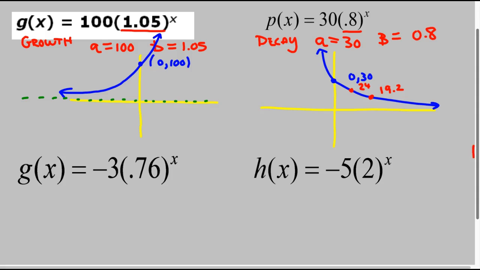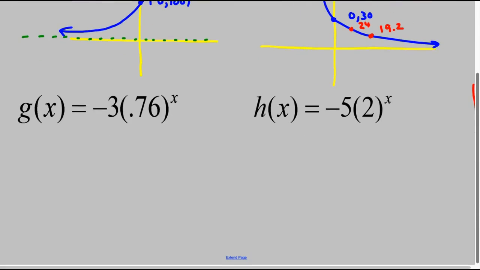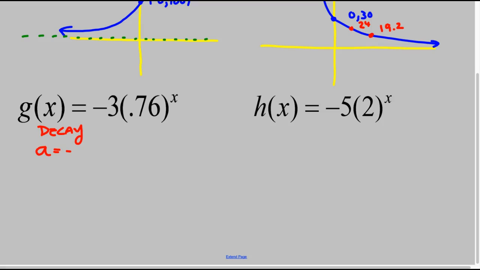All right, last two. These ones are a little funky because they have a negative initial amount. So here we have a negative initial amount. Is this growth or decay? That's decay, but like I said, it's going to be a little weird because the initial amount is negative. A is going to be negative 3. The base is going to be 0.76.